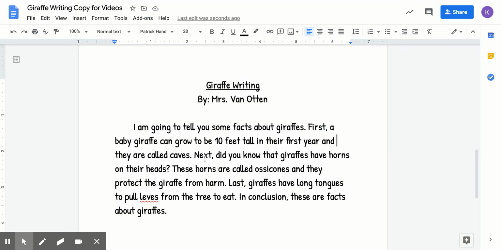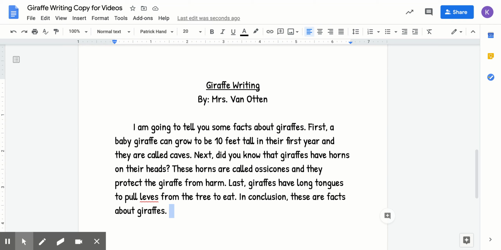Then on the third day of writing, we did our next detail and our last detail, which was our second and third fact. On the fourth day, which was yesterday, we did our in conclusion sentence, which is our final sentence to a paragraph, which tells your reader how you're finishing your writing, that you're done, but you do it in a proper way.